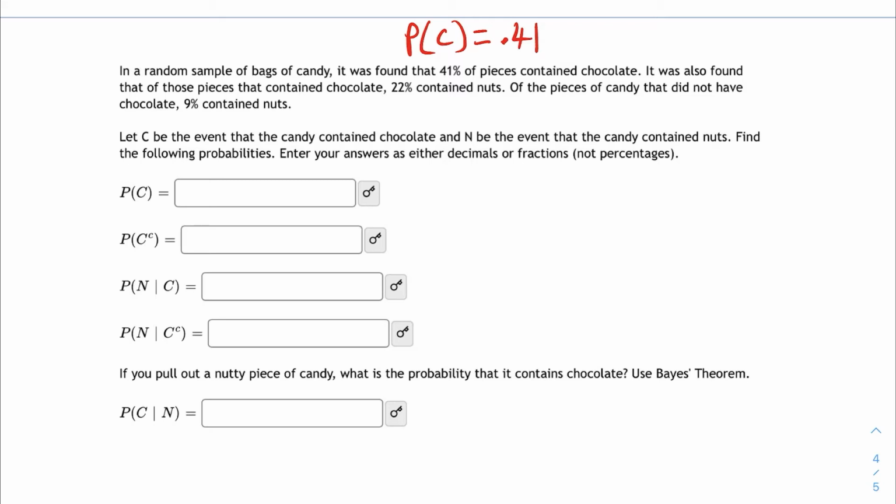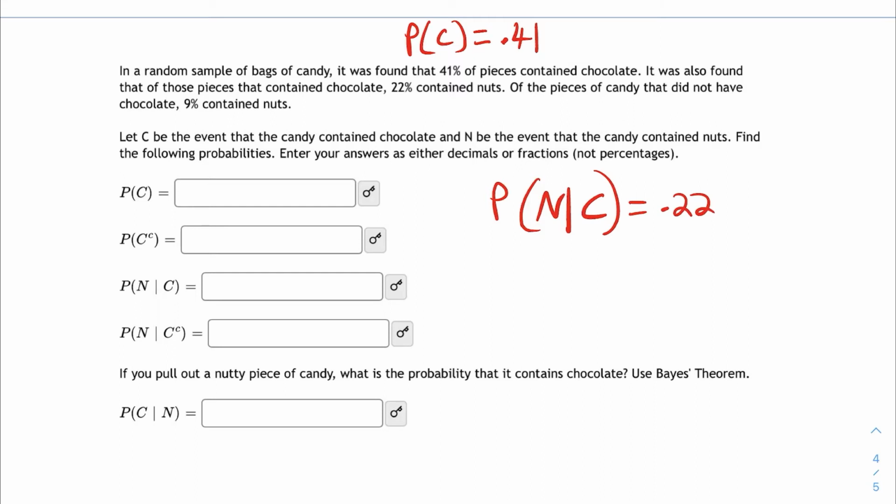So that means we already know that they contain chocolate. So that's the condition. Given that they contain chocolate, 22% also contain nuts. So that means that the probability of having nuts, given that you contain chocolate, is 22%. That's given in the problem also.